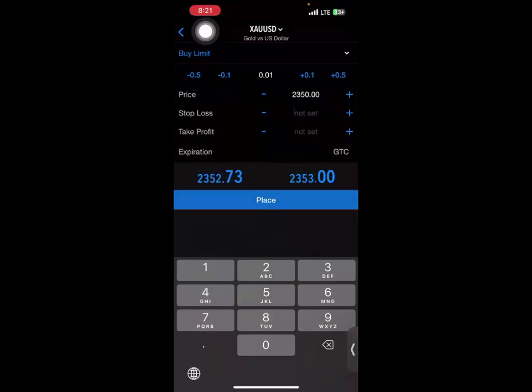Your current price right now is 23.53. It just changed to 23.52, and has changed back to 23.53. So your entry price is meant to be lower than your current price. Let's put our stop loss. Our stop loss is always going to be lower than our entry price, which is 23.47. Then our take profit is always going to be higher than our entry points, so put in 23.56.